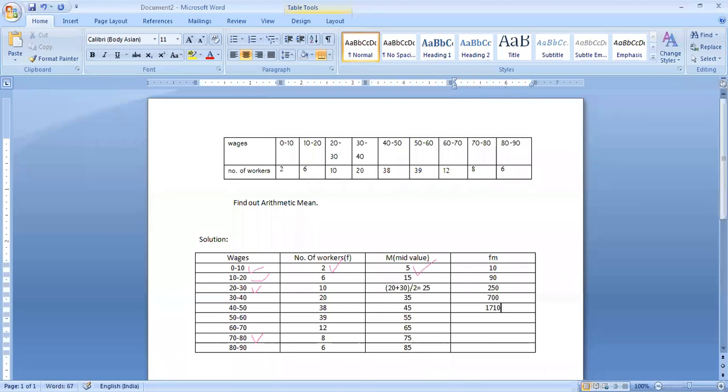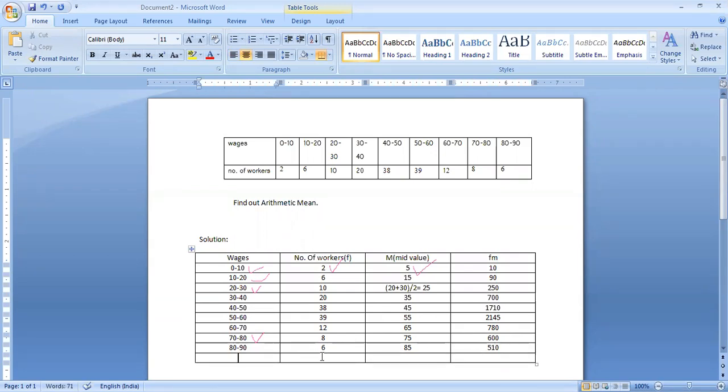1710. Okay, right. Next, 39 into 55. What is its value? 2145. Right. Next, 12 into 65. 780. Okay, right. Next, 8 into 75. Is it 600? 600. Right. 85 into 6. 510. Right. So these are the values. Is there any doubt for anybody?